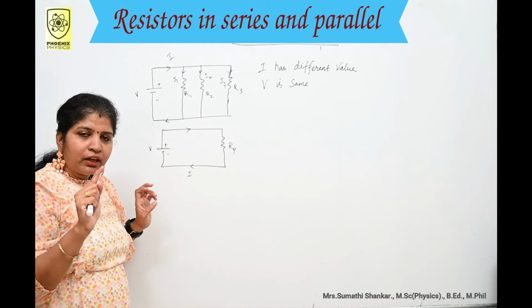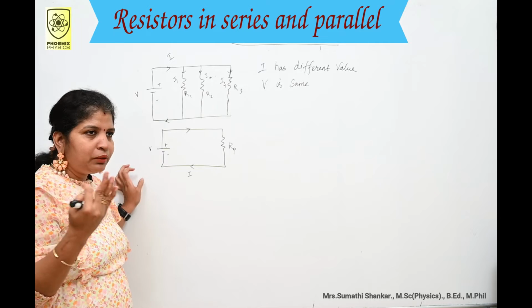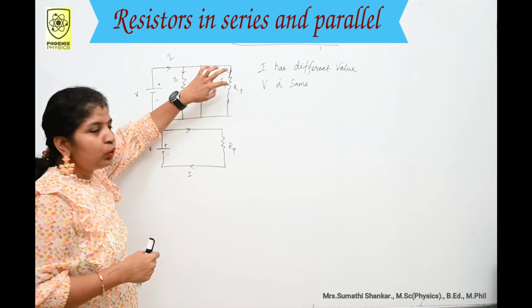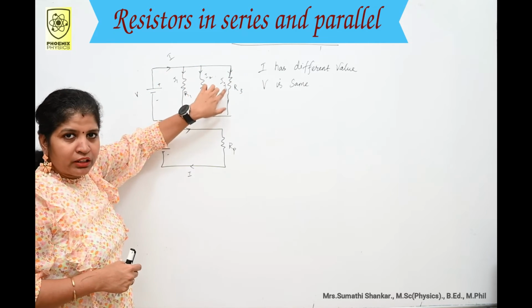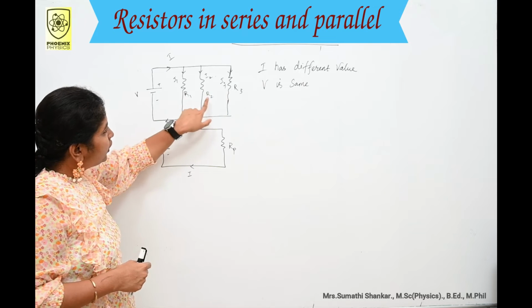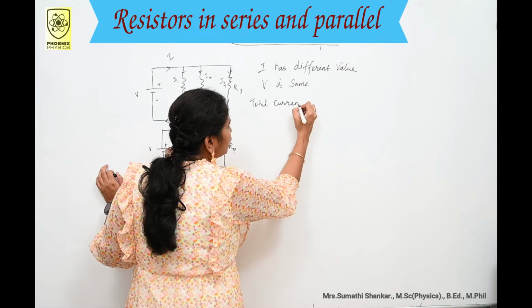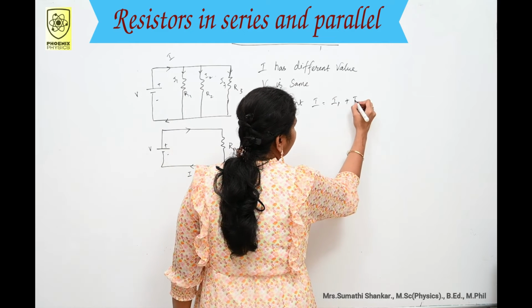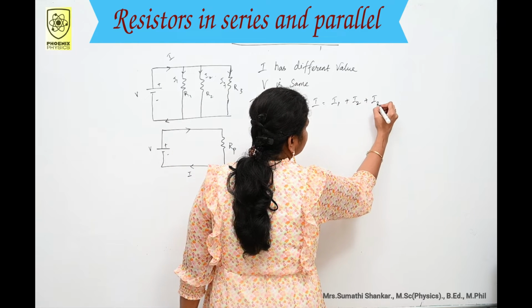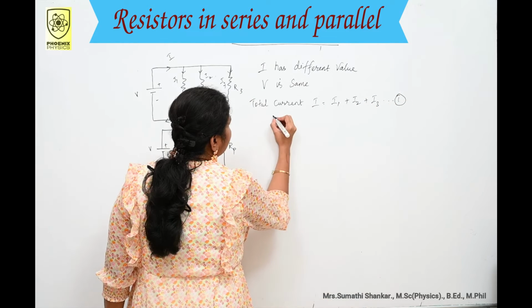Here the total current is split into 3 parts: I1, I2, I3. So I1, I2, I3 are the currents through R1, R2 and R3. Total current I is equal to I1 plus I2 plus I3. This is our equation 1.